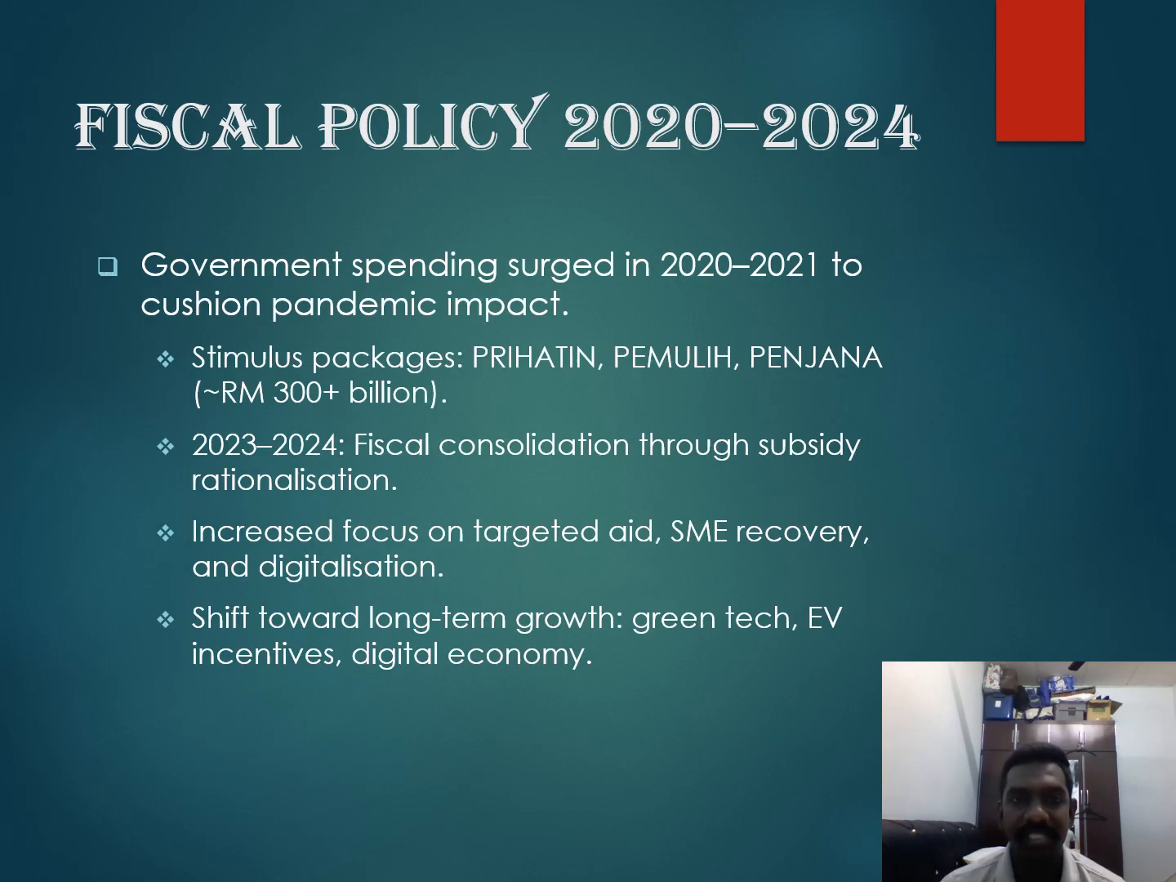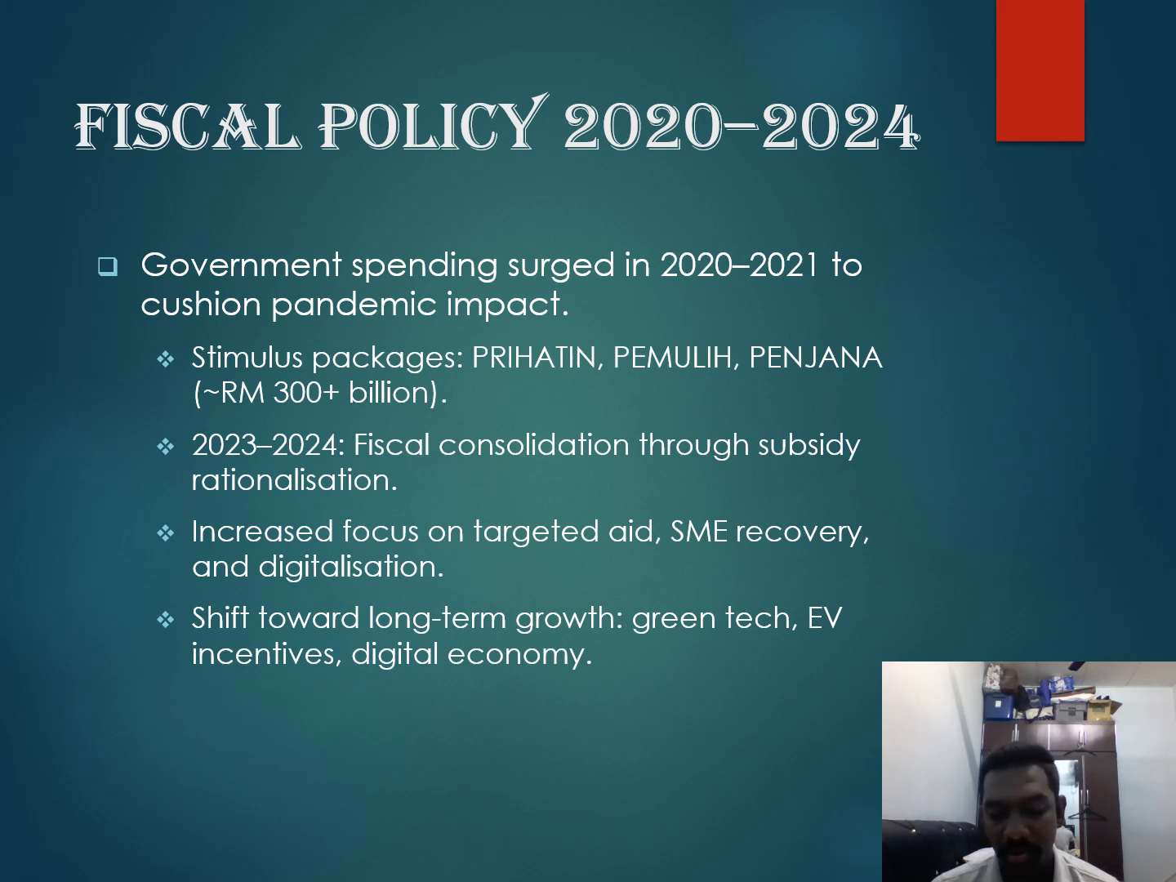This slide is about fiscal policy from 2020 to 2024. Alright, Malaysia used fiscal policy as the main tool to stabilize the economy. During the pandemic, the government introduced more than 300 billion in stimulus packages, known as Prihatin, Permerkasa, Pemulih, and Penjana. This included cash aid, wage subsidies, loan moratoriums, and support for SMEs. For example, the 6-month loan moratorium helped millions of Malaysians maintain financial stability.